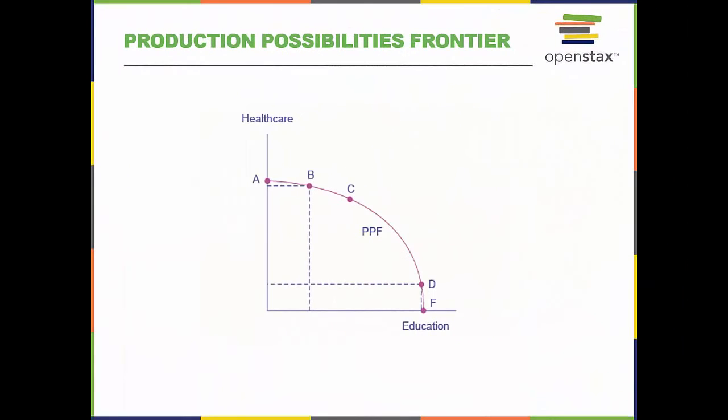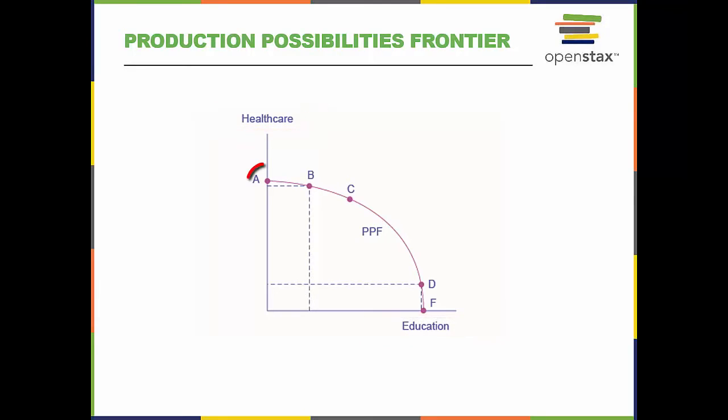A production possibilities curve is a model that shows the trade-offs society makes regarding its use of its resources to produce certain goods and services. This production possibilities curve, which is also called a production possibilities frontier, shows a trade-off between devoting social resources to healthcare or devoting them to education.